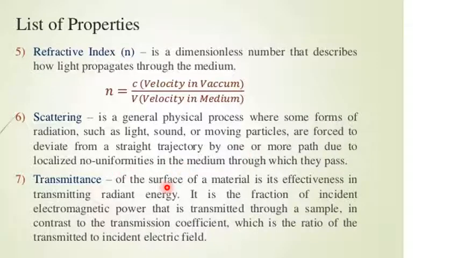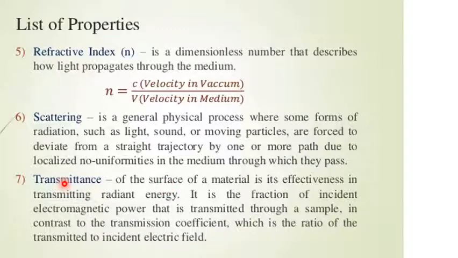For example, a light photon is traveling in a straight line and it is hit by some dust particles. It scatters, it changes its path, and it is scattered at some angle. This is called scattering.